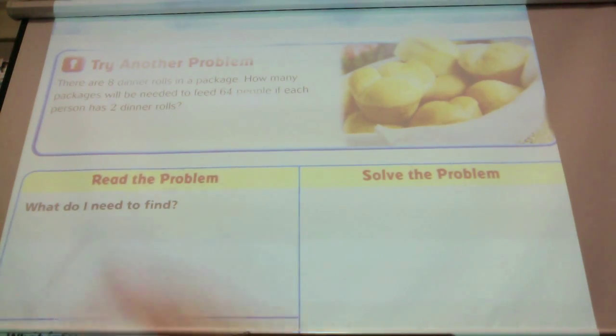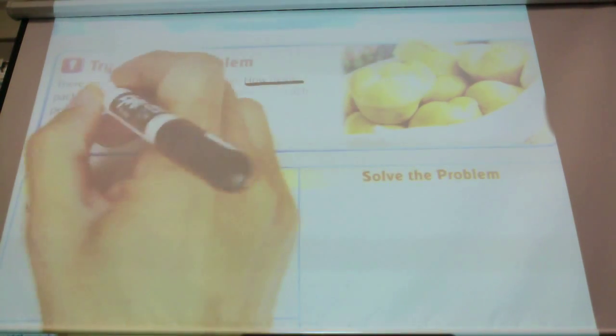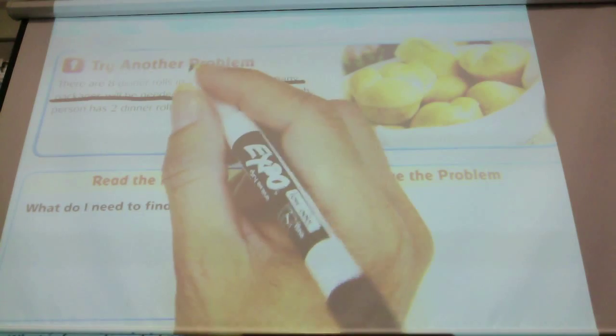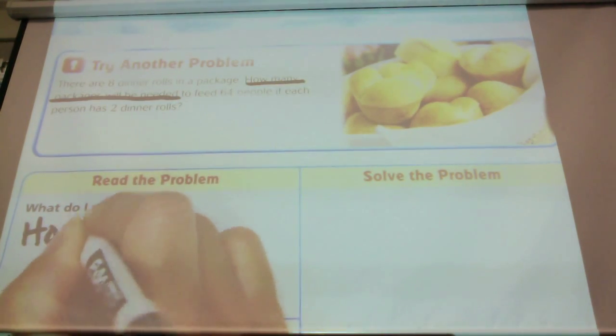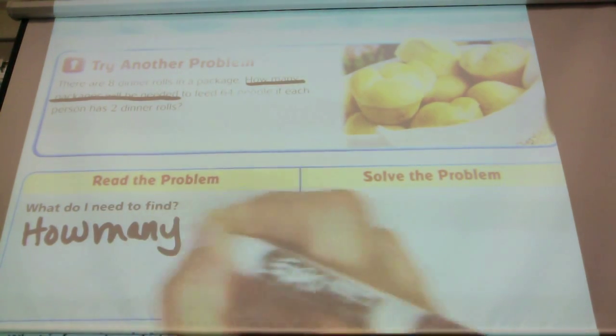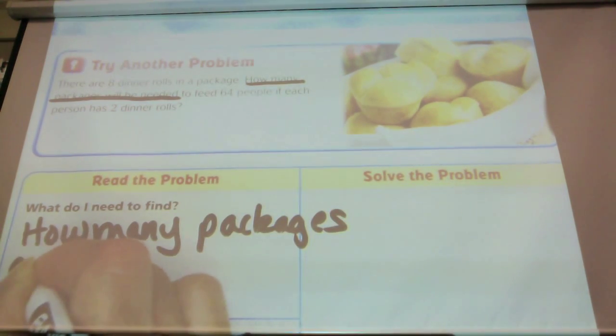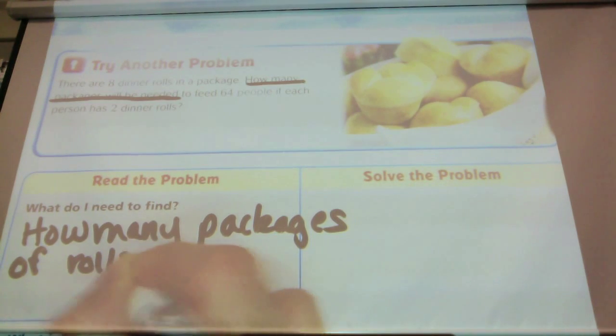Okay, so let's go with just part of it and say how many packages will be needed. How many packages will be needed, right? Because that's ultimately what we're going to find out. How many packages? Go ahead and write it. How many packages of rolls are needed?